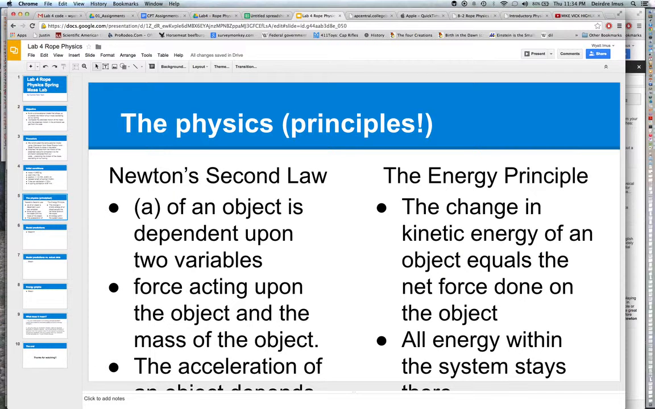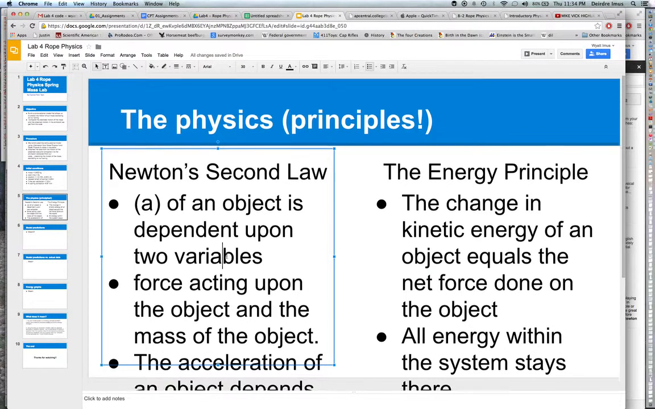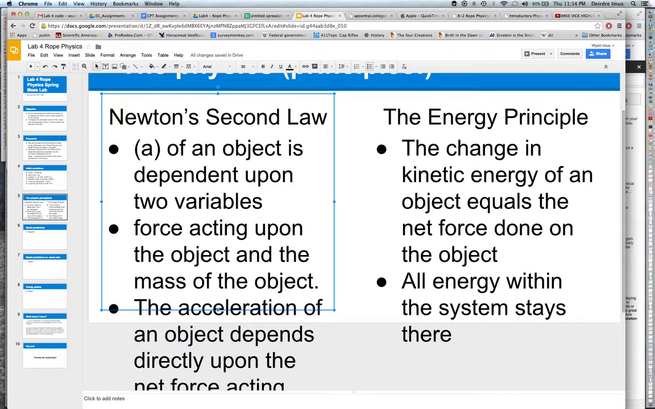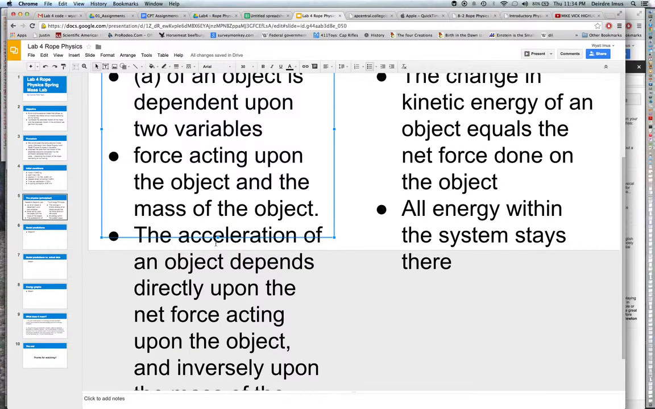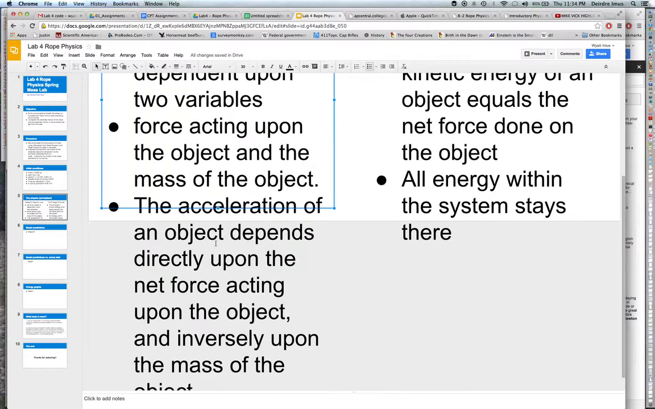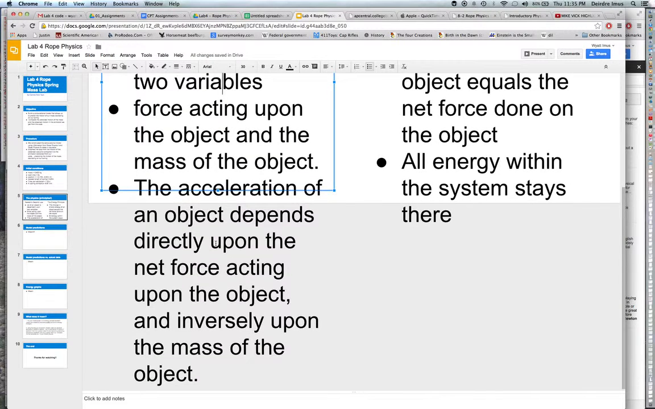The physics principles we are going to need to know is Newton's second law, which says the acceleration of an object is dependent upon two variables. One, the force acting upon the object, and two, the mass of the object. The acceleration of the object depends directly upon the net force acting upon the object, and inversely upon the mass of the object.